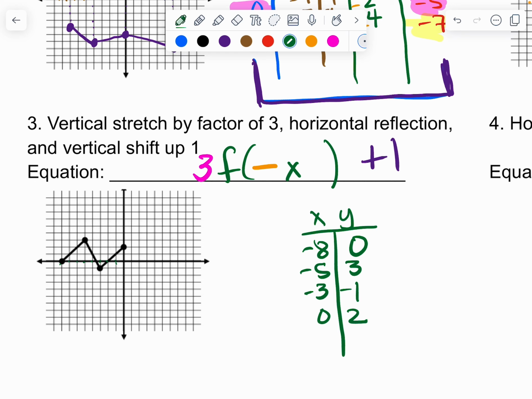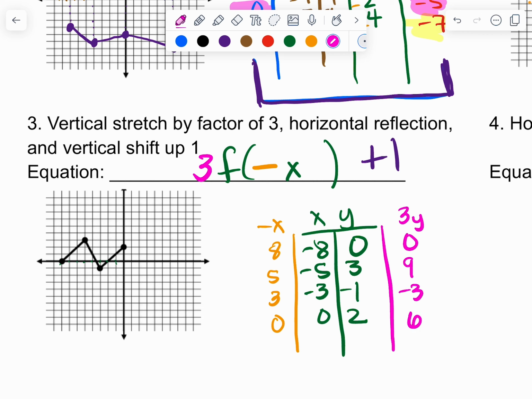So I do my horizontal stuff. So that means I take the opposite. So this is going to be 8, 5, 3, 0. Then I take my y values and I multiply them by 3. So 0, 9, -3, 6. Then I go ahead and I add 1 to those. So 1, 10, -2, 7. This really should be 3y plus 1.